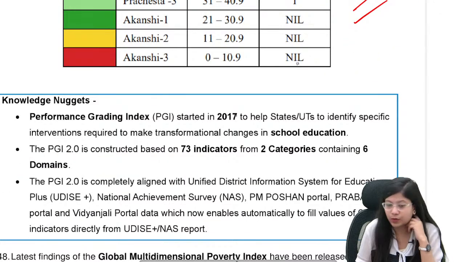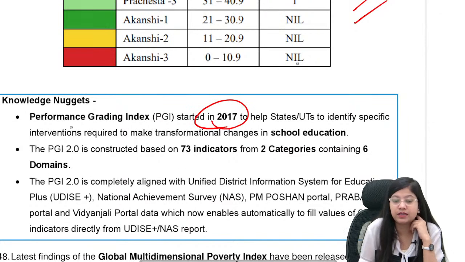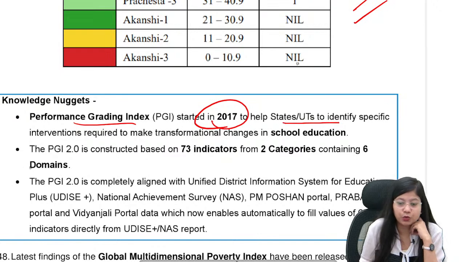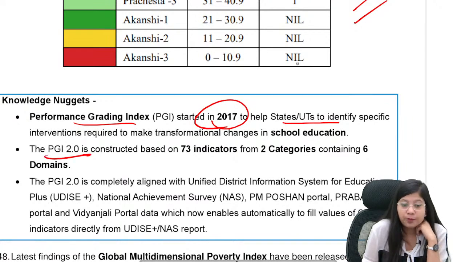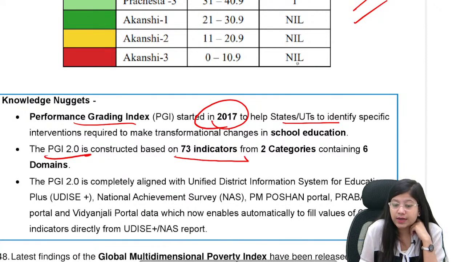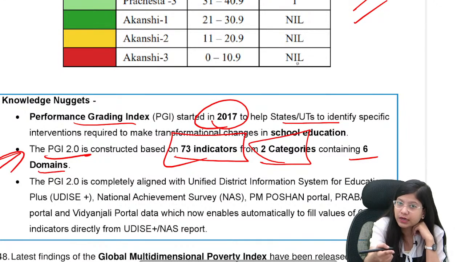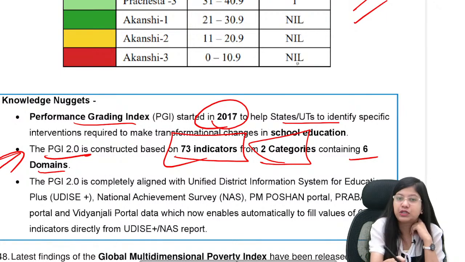The facts related to it: first, in 2017 the performance grading index was released for the first time to help states and UTs identify the changes they need to make in their education system, school education. PGI 2.0 is constructed on 73 indicators, 2 categories containing 6 domains. So what we have just read is written here.